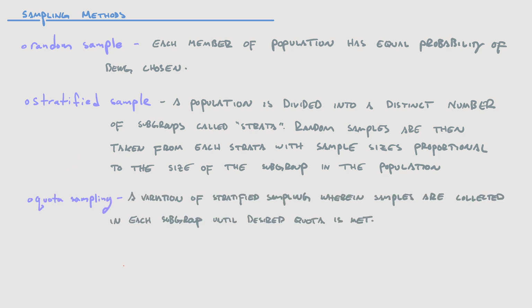Next, there's quota sampling, which is a variation on stratified sampling, wherein samples are collected in each subgroup until some desired quota is met. So the real-world example that I put here is, let's say that an app developer wants to survey 250 people between the ages of 18 and 30, and then 100 other people. So they want the majority of their sample to be people aged between 18 and 30.